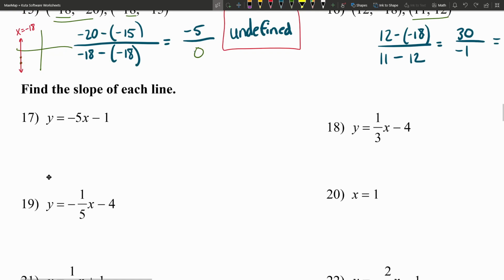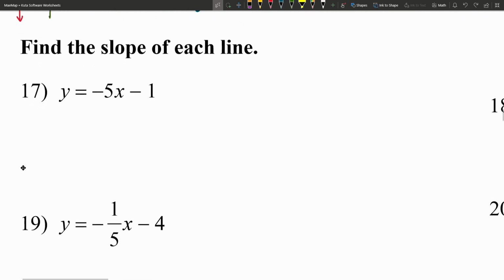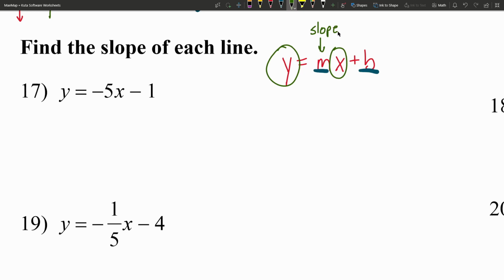And for number 17 and the rest of this worksheet, it simply says to find the slope of each line, and we're given an equation. So when we're given an equation, in order to easily identify the slope, we want it in the form of y equals m times x plus b, where this m and b are just a coefficient and a constant, and our x and y are variables. What this tells us is our m is the slope of the line, so that's what we want to look for this worksheet, and our b is the y-intercept.